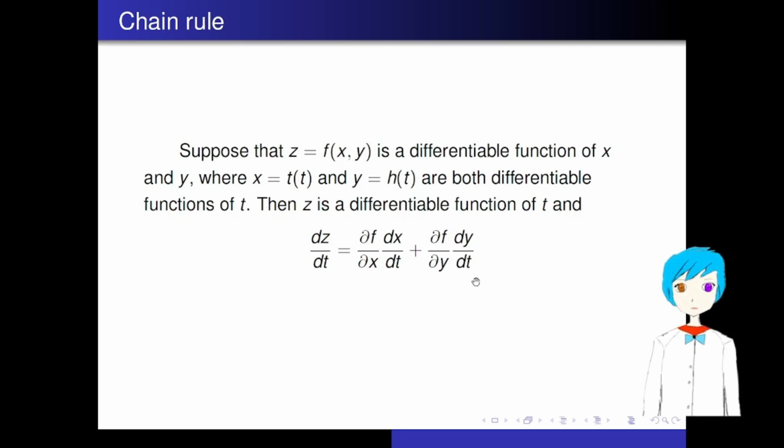Similar to the chain rule for univariate functions, suppose the function z is a function of two variables, x and y, where x and y are both differentiable functions of t. In this case, we can take the derivative of z with respect to t. Suppose z is a differentiable function of x and y. dz/dt equals partial f/partial x times dx/dt plus partial f/partial y times dy/dt.